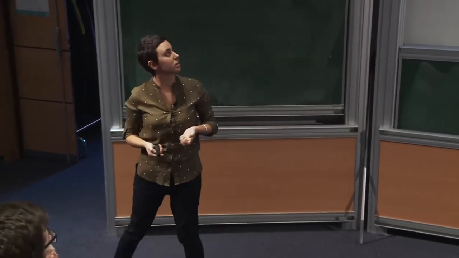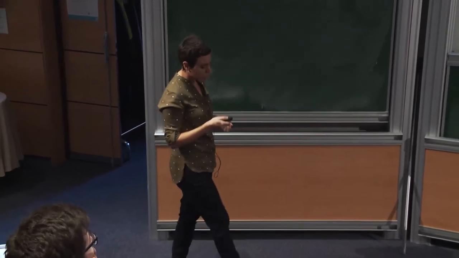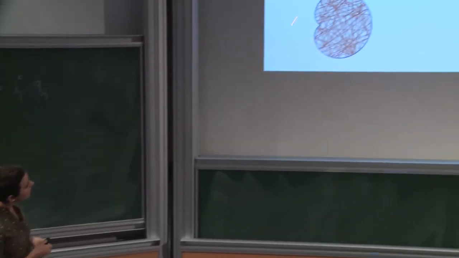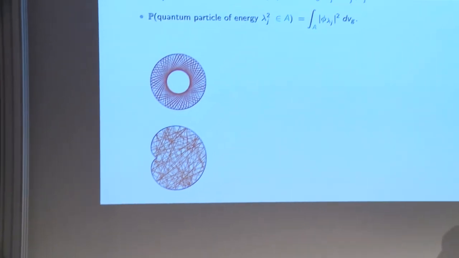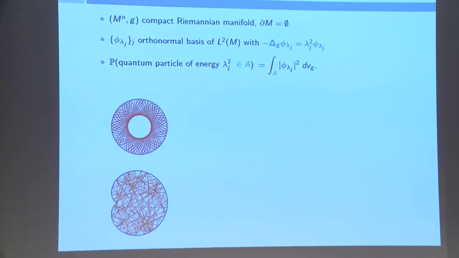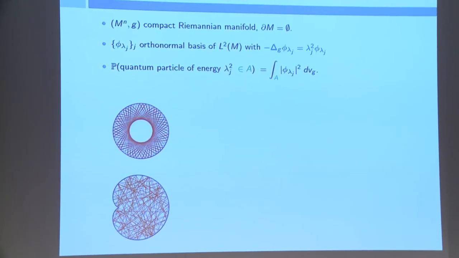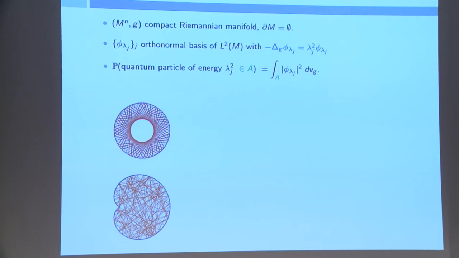So just to illustrate that point, I have this picture here. You have a disk and a cardioid. And in red, what you see is the trajectory of a geodesic in each of these two surfaces. And well, there is a big difference here. This one looks quite chaotic.